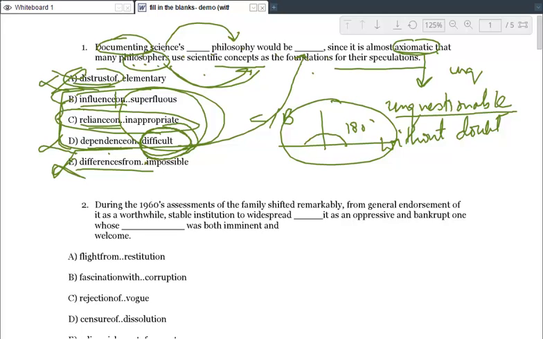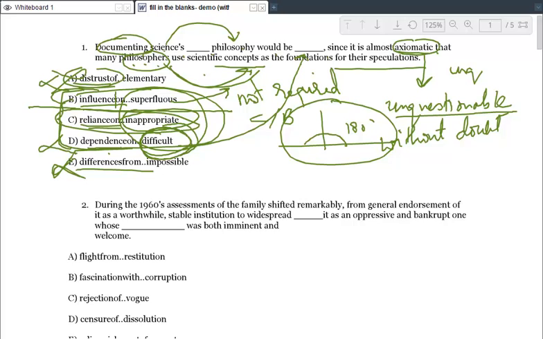Because if it is unquestionable that many philosophers use scientific concepts, then documenting science's dependence on philosophy should not be difficult. It should be rather easy, right? How can you say it is inappropriate? I mean, what is the basis of appropriateness or inappropriateness? So you are left with basically influence on and superfluous. What is superfluous? Superfluous means something not required.